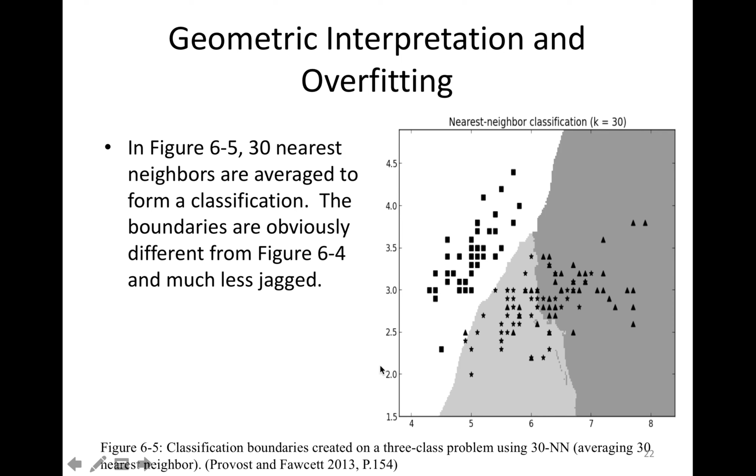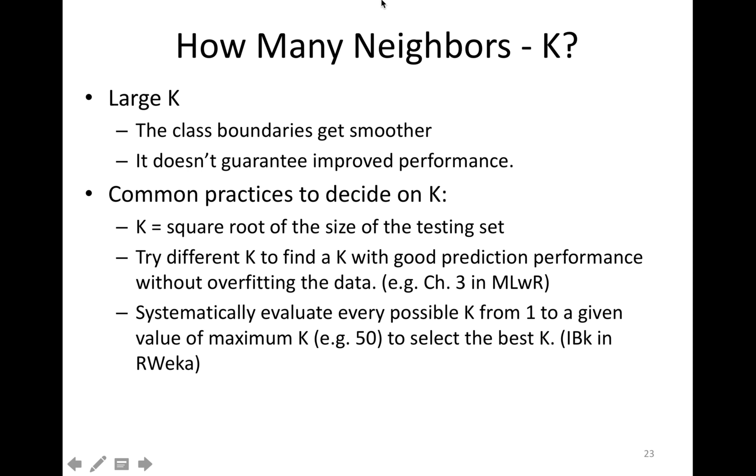So this is a good way to visualize the differences in k: as you increase k, performance may not necessarily improve, but it could be more generalizable. That's the point. The boundaries get smoother, which is good for possible higher generality, but it doesn't guarantee improved performance. So as a result, it's really important for data scientists to search for a good k.